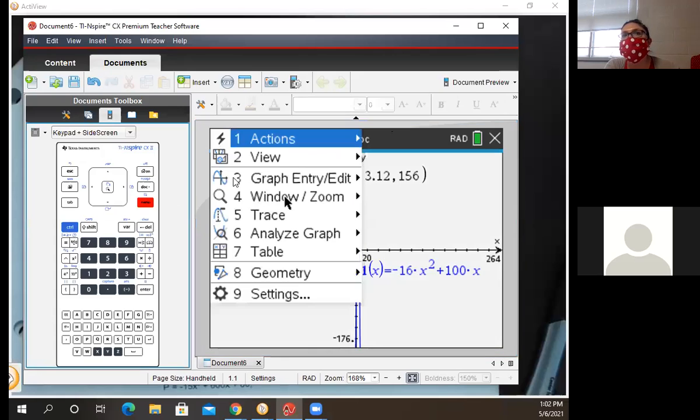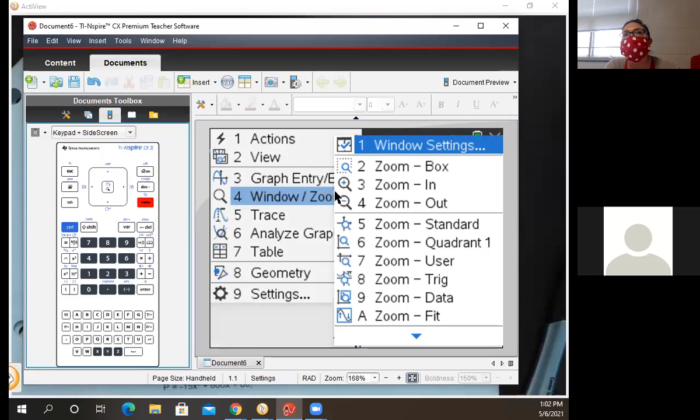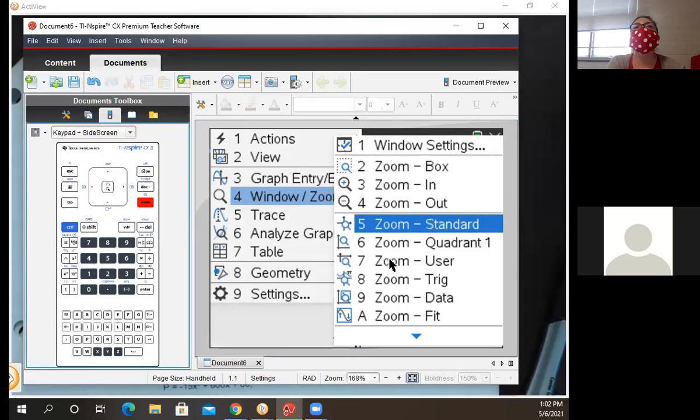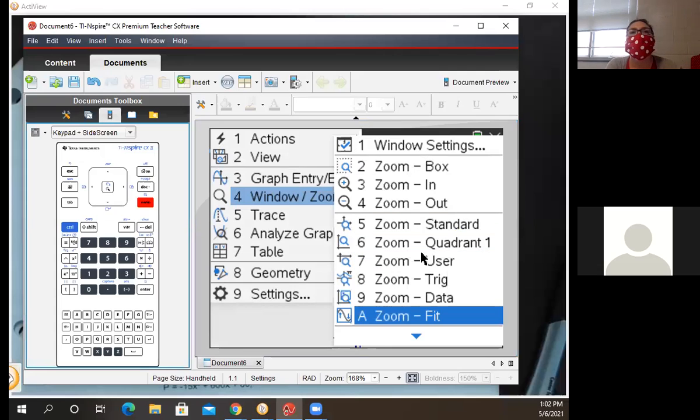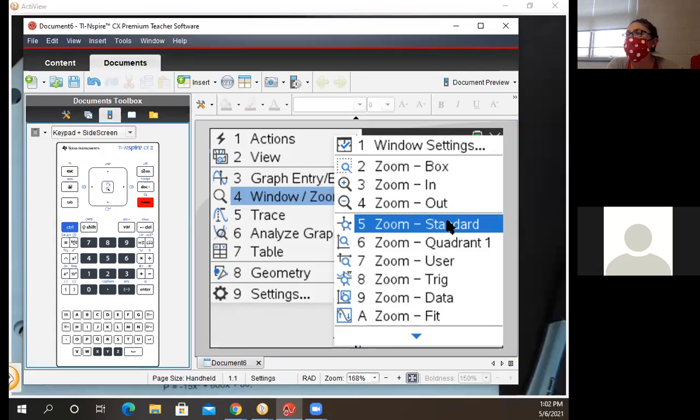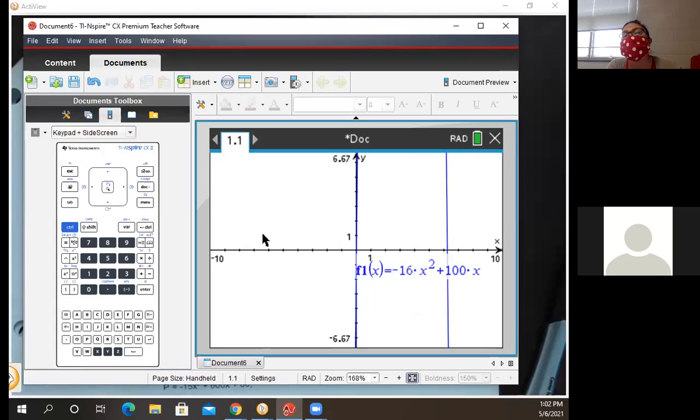So I'm going to hit menu, and then I'm going to go down to window zoom. We've dealt with zoom in and zoom out. We did zoom fit. Zoom standard takes us back to the original screen. That's the one I'm going to select. Always good to know how to get back to that original screen.